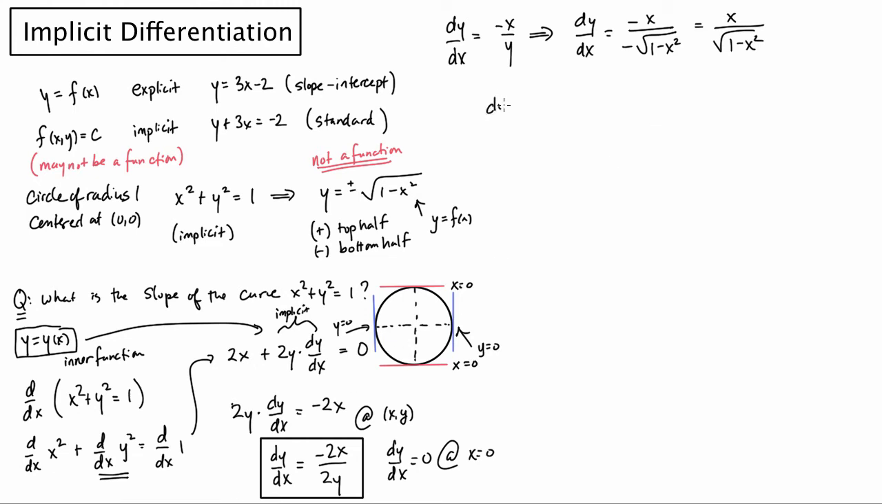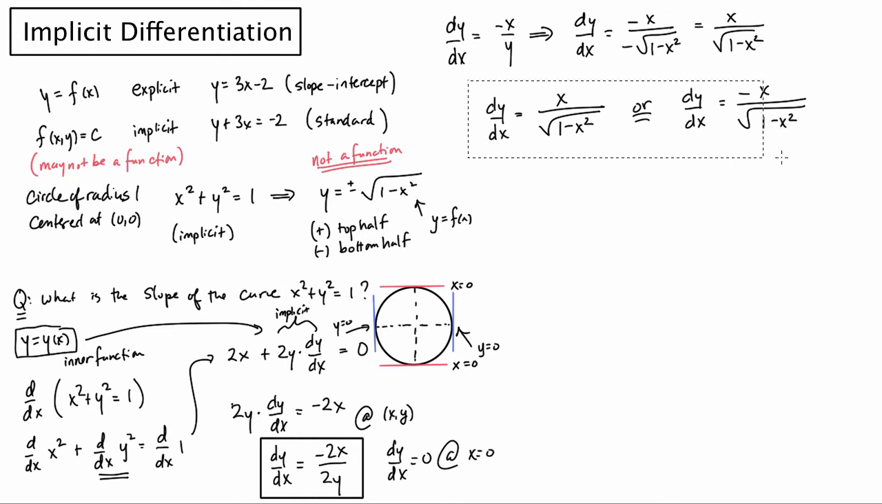So the idea is that the slope of the tangent line, or the derivative of the curve, is given by this formula. Or, had I chosen the positive one, I could have gotten negative x over the square root of 1 minus x squared. Either of those would be formulas for the derivative or the slope of the curve for a circle of radius 1.